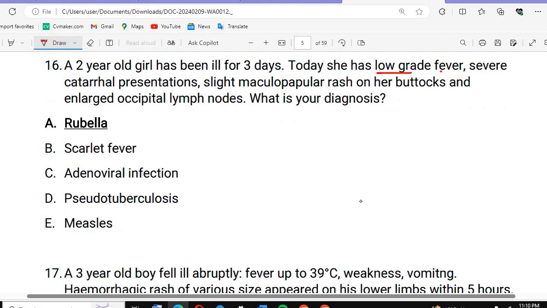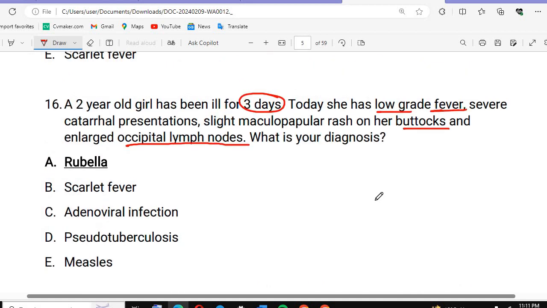Today she has a low grade fever, severe catarrhal presentation, slight maculopapular rash on her buttocks and enlarged occipital lymph node. And this patient has been ill for 3 days. Now see, a 2-year-old girl has been ill for 3 days. So what do we call the 3-day disease? That is rubella. Low grade fever, yes, we studied that there is a stuffy or runny nose and a mild fever.